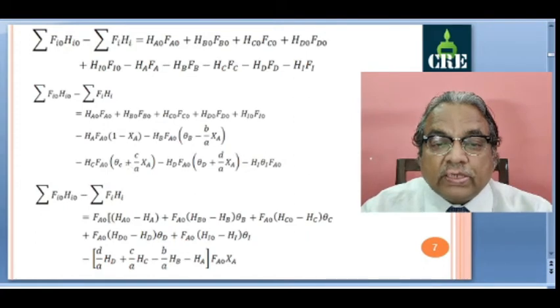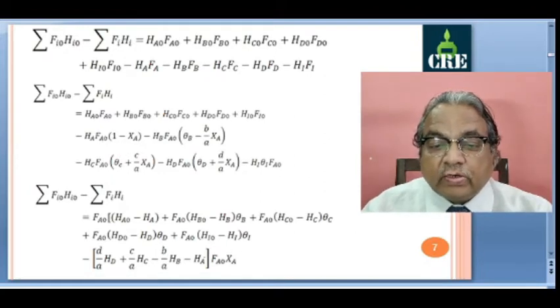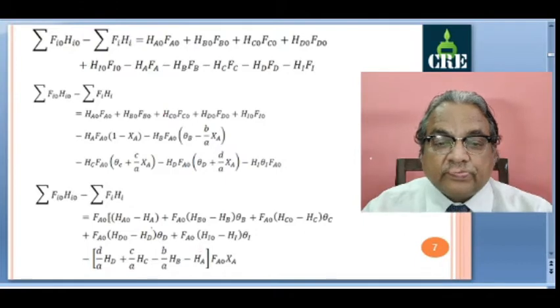Then minus sign with plus C by A, so plus C by A. This minus sign we have with minus B by A, so minus B by A. And this minus sign here is with XA only. XA is outside. So HA, XA, Fa0, and XA is written outside and is minus HA.